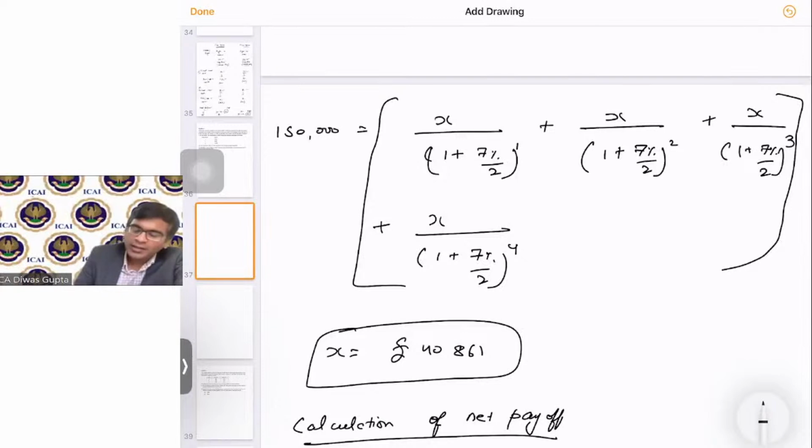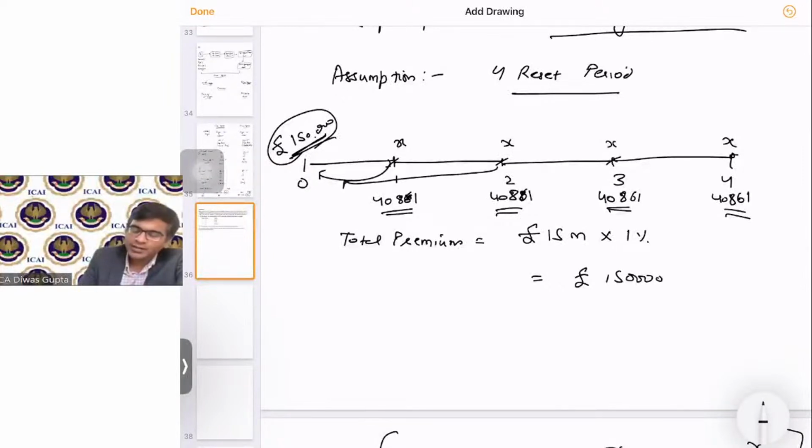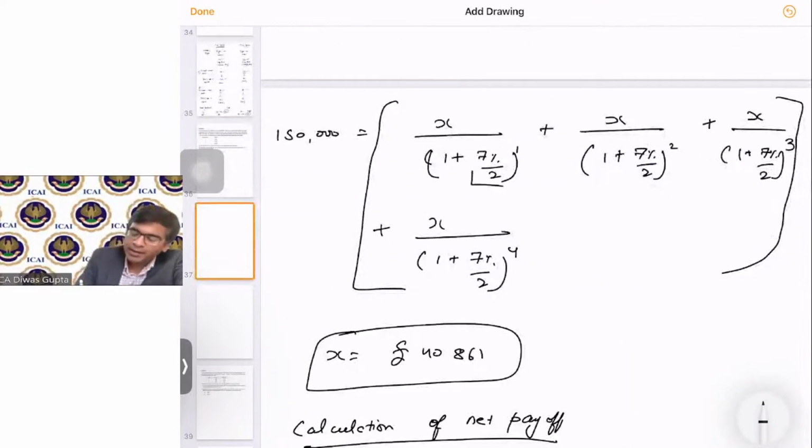Now, how will we do it? Let's assume X, because if it is an equated amount, it will remain constant at all the 4 reset periods. And then for each and every time, let's calculate the present value. So here the present value will be for 6 months. Here the present value for 2 periods, then 3 periods, then 4 periods, like that. And 1 period is for 6 months. Hence, we have taken interest per annum divided by 2 to arrive at the 6 monthly applicable interest rate. Correct? 7% by 2. And then raised to the power of the number of reset periods. Okay?